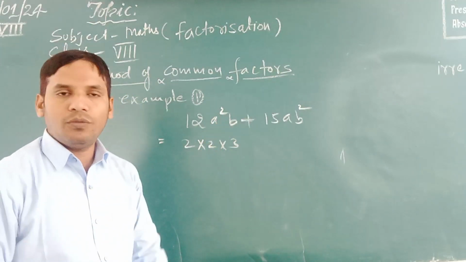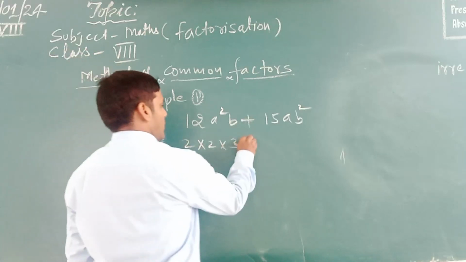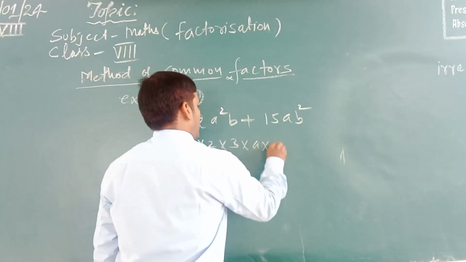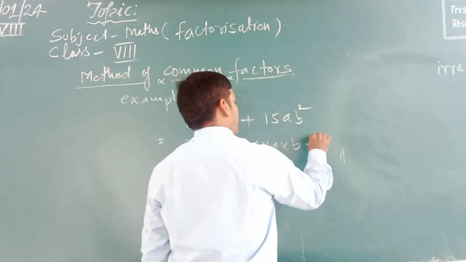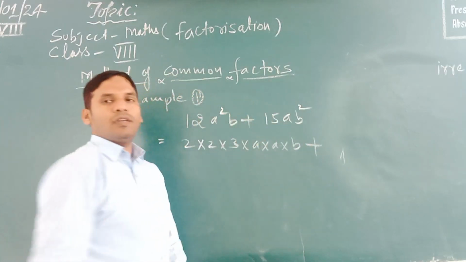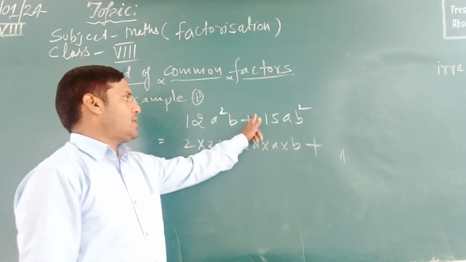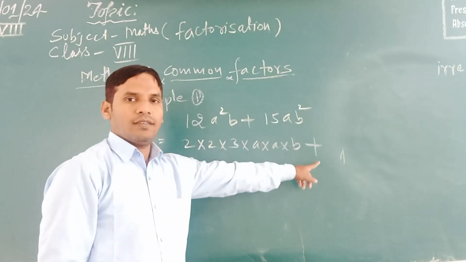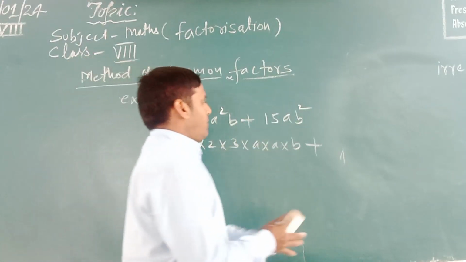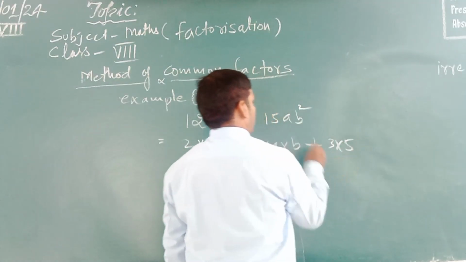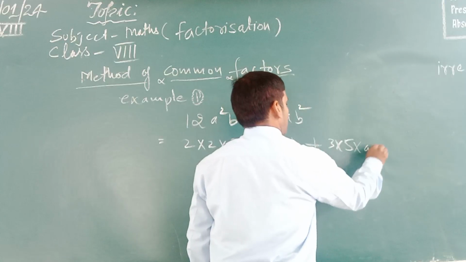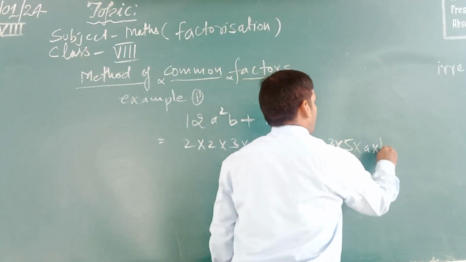So it means you can write a 2 times, like a into a, into b. If a plus sign is there, you should write plus. If a minus sign is there, you should write minus. Whatever sign is given, you will write as it is. Okay. The factors of 15 are 3 into 5. a is 1 time, but b is 2 times, like this.